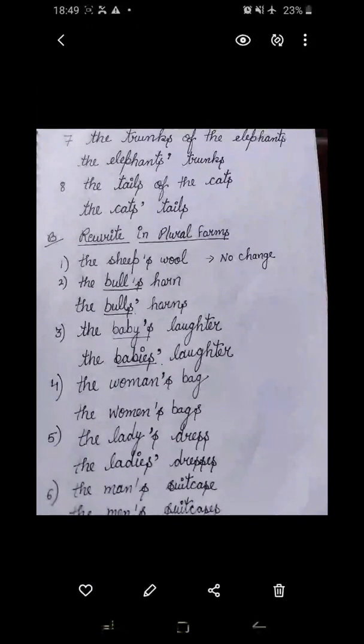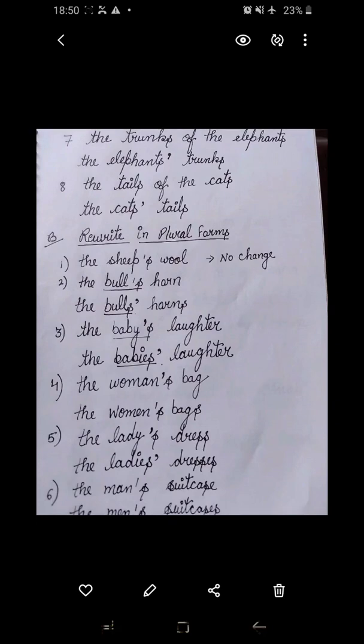Second, the bull's horn. You have to make it plural first. So bulls becomes B-U-L-L-S, bulls, and after that you have to put apostrophe sign. Horns. The baby's laughter. Baby's apostrophe S is singular. To make it plural, you have to put B-A-B-I-E-S. You have to put I-E-S. And if you are ending with S, so you have to just put apostrophe sign. It means the babies' laughter.